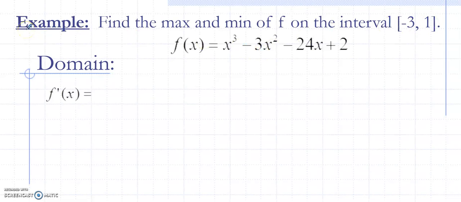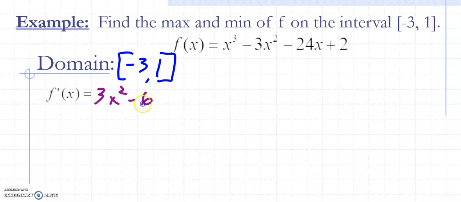So when we were talking about our domain for this problem, although a polynomial has a domain of -infinity to infinity, we're really just looking on the domain -3 to 1. Now we do want to still understand that the domain of this function was all real numbers, so the function exists everywhere between -3 and 1. Okay, good. Find our derivative, 3x squared minus 6x minus 24.